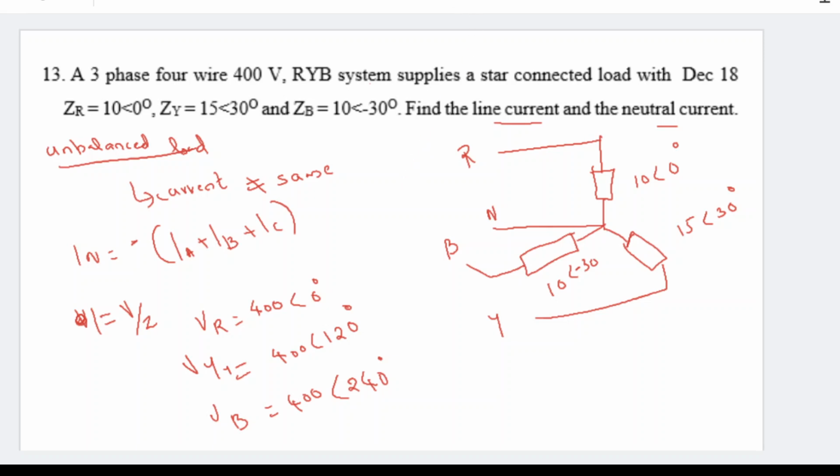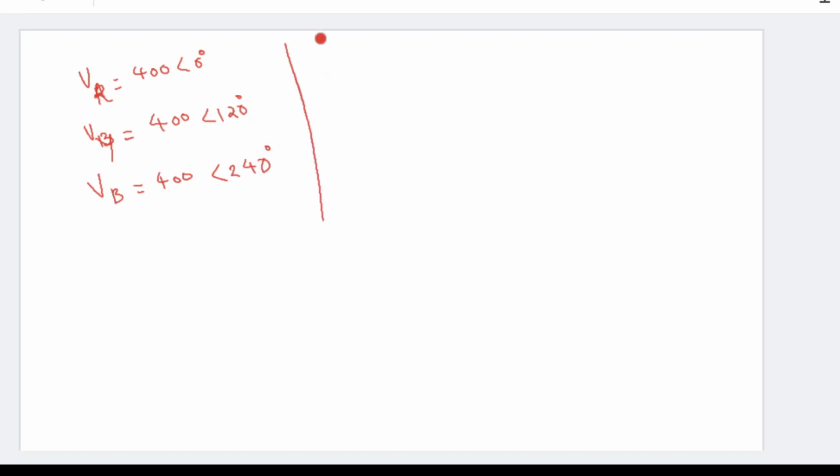The question may seem tricky to you, but it is very easy, you just have to remember. So VR value is 400 angle 0 degree. Sorry, it is RYB. VY value is equal to 400 angle 120 degree, and VB will be equal to 400 angle 240 degree. And what are the values they have given? They have given ZR, ZY, and ZB. Let us go back.